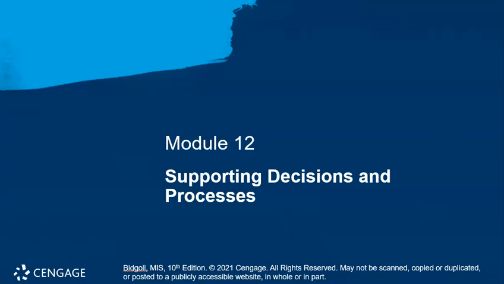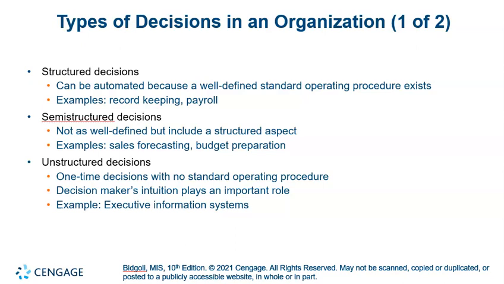Module 12, Supporting Decisions and Processes. In a typical organization, decisions fall into one of three categories. We have structured decisions. These are programmable tasks that can be automated because they have a well-defined operating procedure. We have a lot of documentation telling exactly how these steps happen.